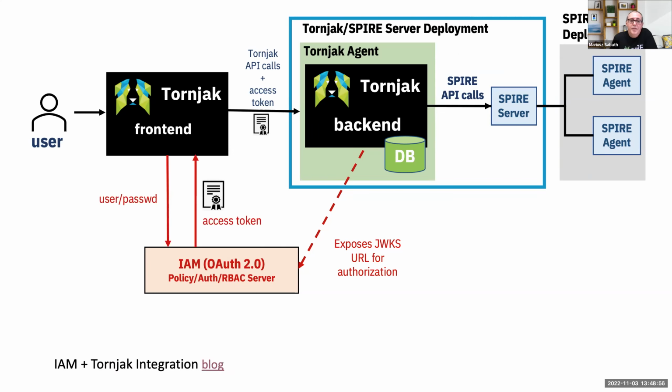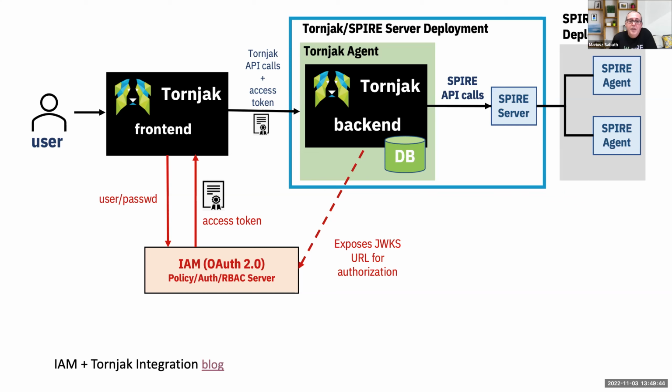Of course, the time to live for the token could be configurable. And once it expires, a new token must be obtained. So the front end would handle all this operation. Everything I just explained is well described in the blog article, Identity and Access Management Integration with Tornjak. I provided the links here in the presentation as well as in our Tornjak Slack channel. Our next blog, which we have almost completed, will discuss the details and scenarios of how to configure Keycloak to be easily integrated with Tornjak for user management.